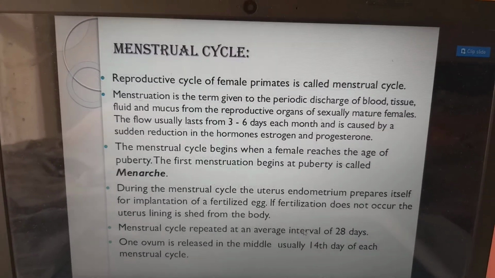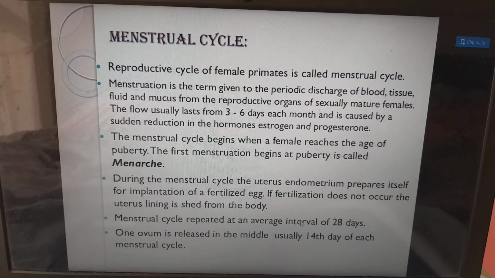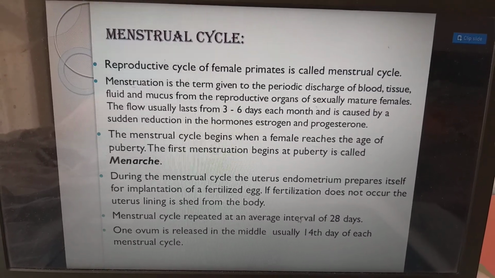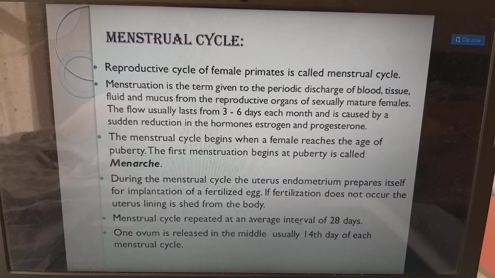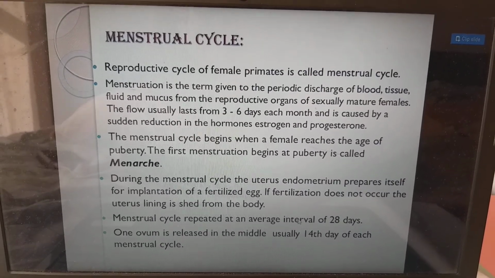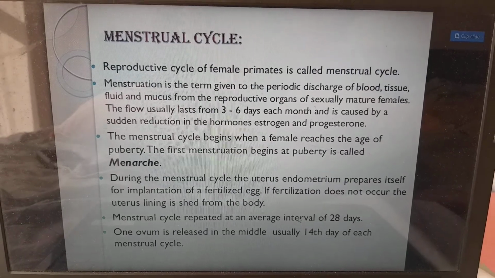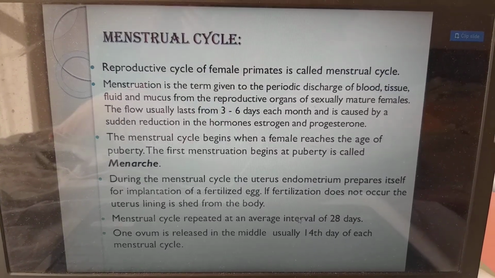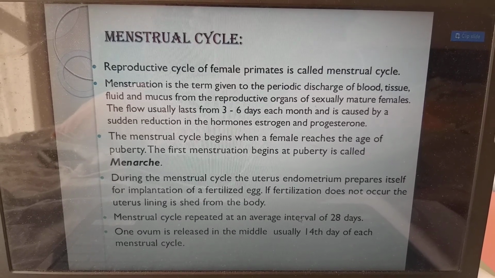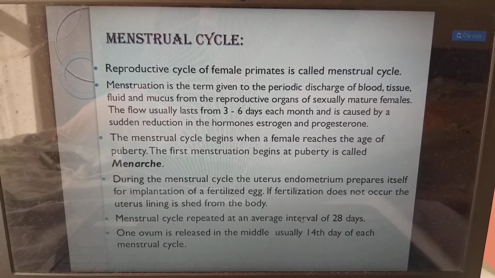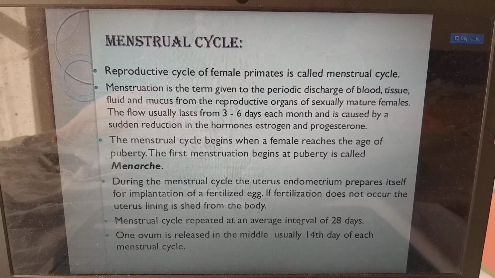Next, the menstrual cycle. The reproductive cycle of female primates, we call the menstrual cycle. Menstruation is the term given to the periodic discharge of blood, tissue fluid and mucus from the reproductive organs of sexually matured females. The flow usually lasts from 3 to 6 days each month and is caused by a sudden reduction in the hormones estrogen and progesterone. The menstrual cycle begins when the female reaches puberty. The first menstrual cycle at puberty we call menarche.